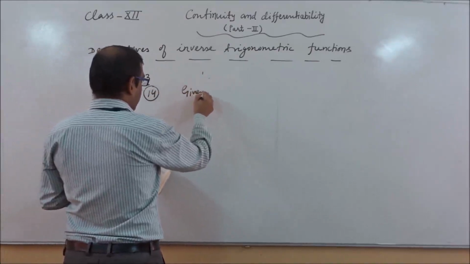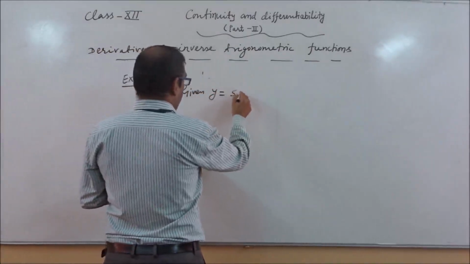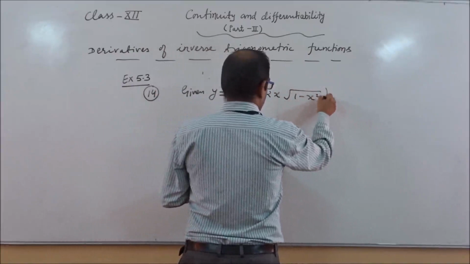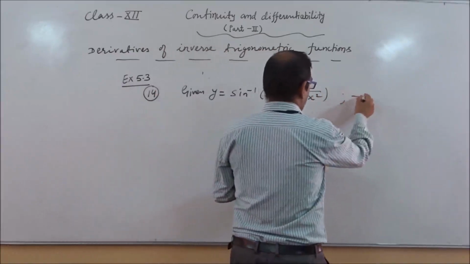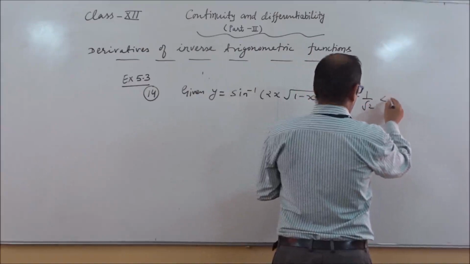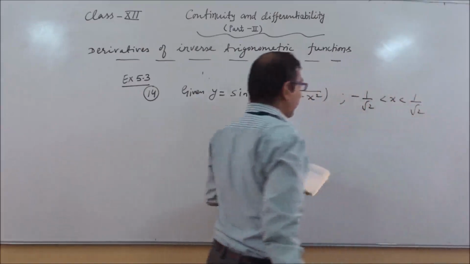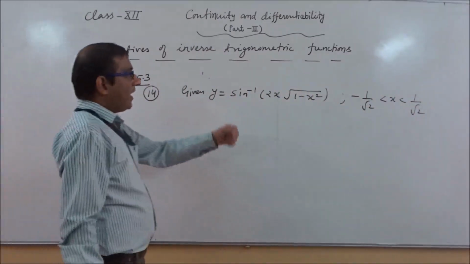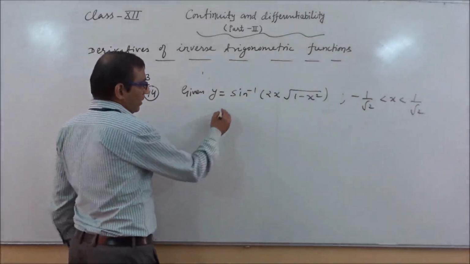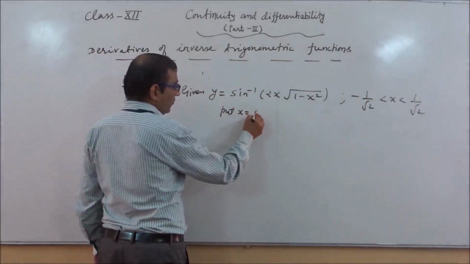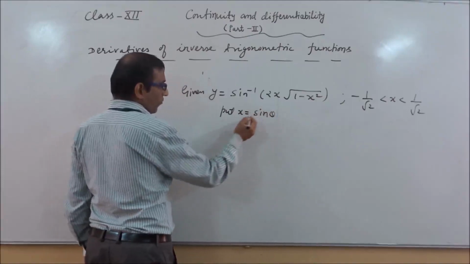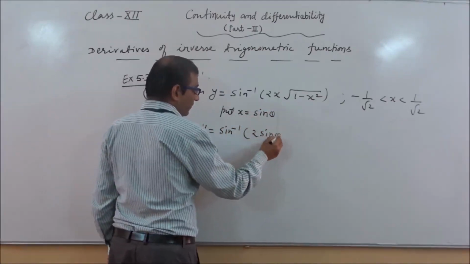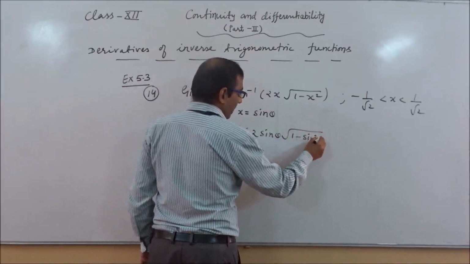You are given y equals sin inverse of 2x root 1 minus x square, in the interval minus 1 upon under root 2 less than x less than positive 1 upon under root 2. So how can we calculate dy by dx for such a type of inverse trigonometric function? First we will put x equals sin theta. Then it can be written as y equals sin inverse of 2 sin theta root 1 minus sin square theta.